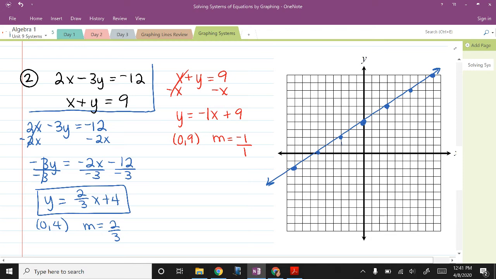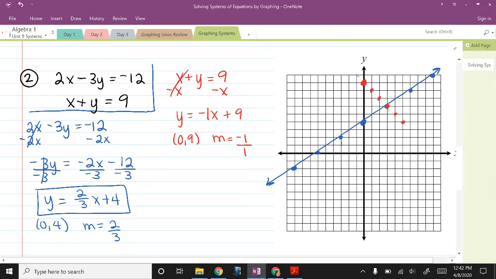So 0, 9, and I think this is a 10 by 10 grid. 1, 2, 3, 4, 5, 6, 7, 8, 9. Yep. So there's 0, 9 on the y-axis. And my slope is down 1 to the right 1. So down 1, right 1, down 1, right 1, down 1, right 1. Nope, they're crossing. Down 1, right 1, down 1, right 1. So you don't have to do as many on the second line once you see where they're going to intersect. Just enough to help you keep your line straight.